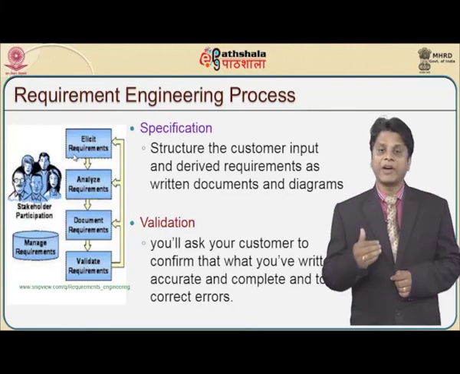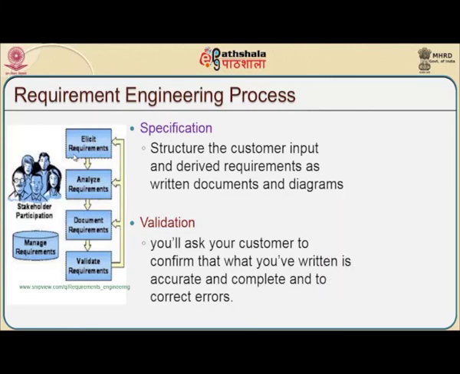Further, it will be validated. All this happens within the elicitation phase itself. Whatever I have collected at elicitation needs to be elaborated, specified and validated. In validation, the developer asks the customer to confirm that what has been given as a specification is accurate and complete, and to correct any errors, so that this bridges the gap between what has been provided from the customer end and what the developer has understood from his perspective.